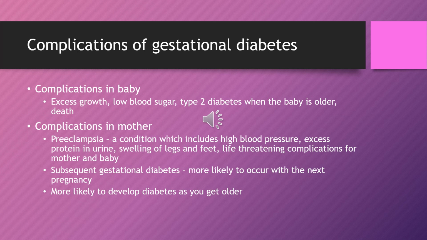Subsequent gestational diabetes. It's more likely to occur with the next pregnancy also. After having gestational diabetes, you are also more likely to develop diabetes as you get older.